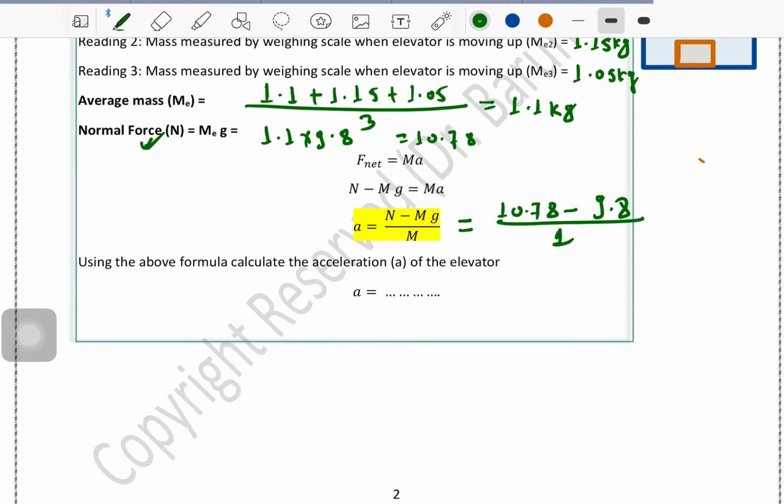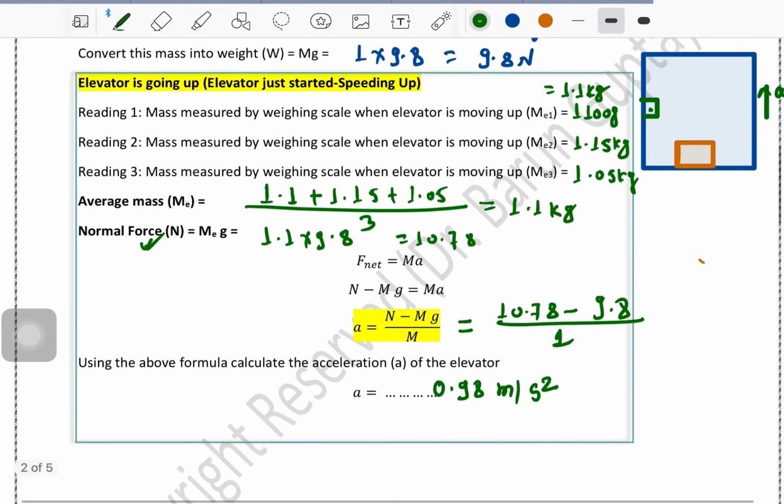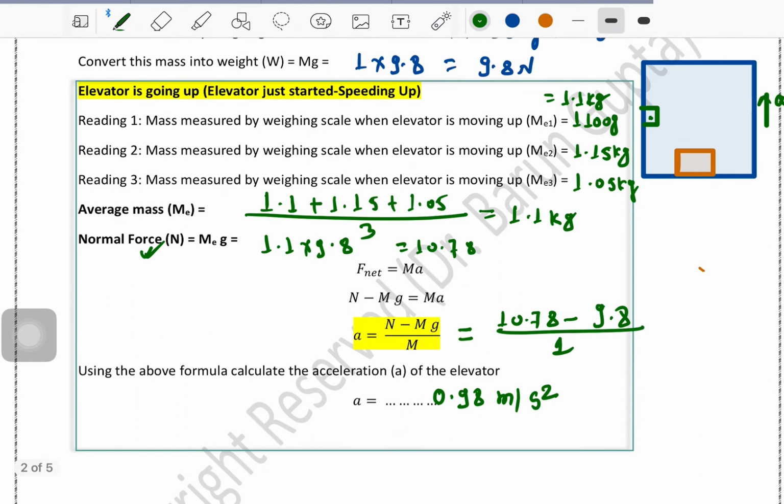What I get is 0.98, and the unit has to be meter per second square. So this way I found out the acceleration. Your number could be different depending upon the building, like how fast the elevator is, depending upon the acceleration of the elevator. So your reading and this reading could be way different.